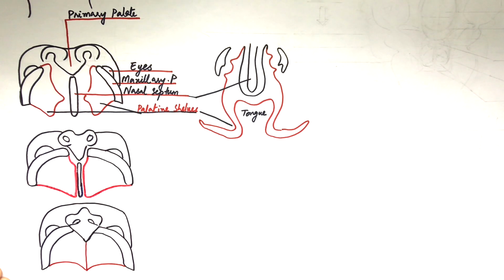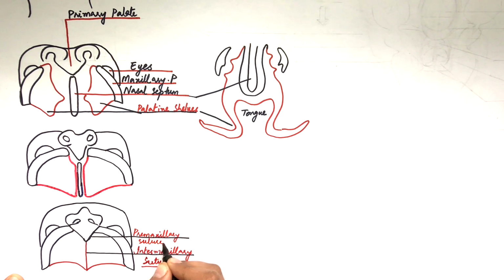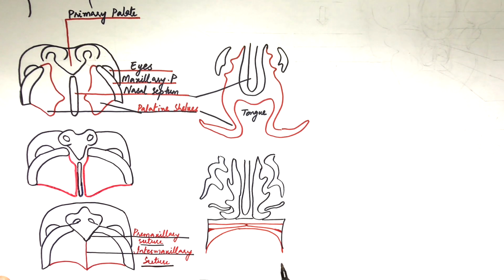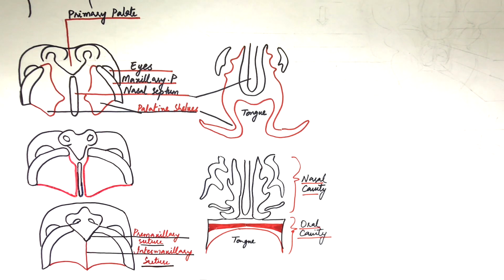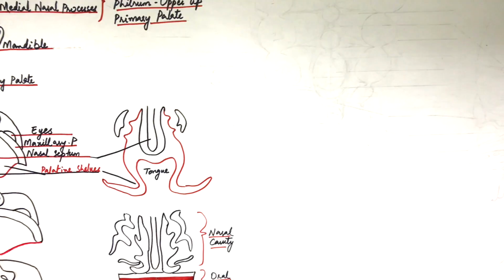Eventually, the two palatine shelves fuse with each other at the intermaxillary suture and with the primary palate at the premaxillary suture, resulting in the formation of the nasal cavity and oral cavity proper. Let's now move on to the development of the tongue.